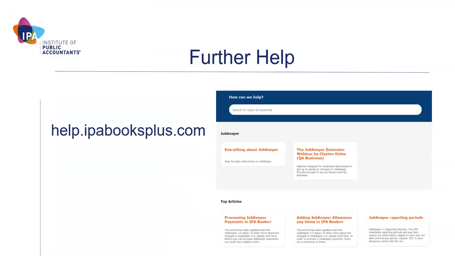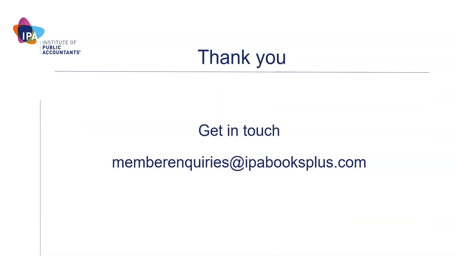So if you do need any further help on the reporting or anything else in IPA Books Plus, go to help.ipabooksplus.com. A very comprehensive help section there. You can search for what you want, like just a Google search sort of thing, and then it will have details step by step and screenshots of what you need to look for. If you still need further assistance, please get in touch with us at member-inquiries@ipabooksplus.com and we'll be more than happy to help you out.